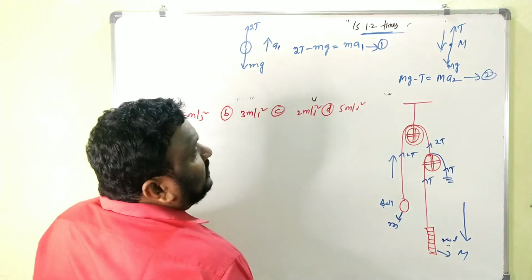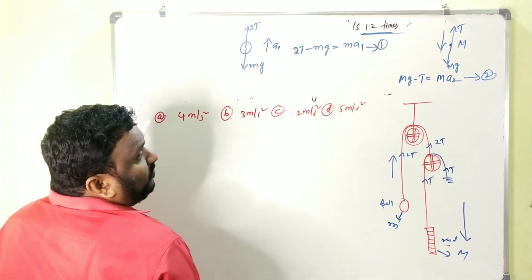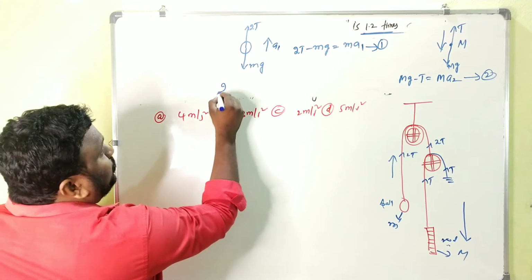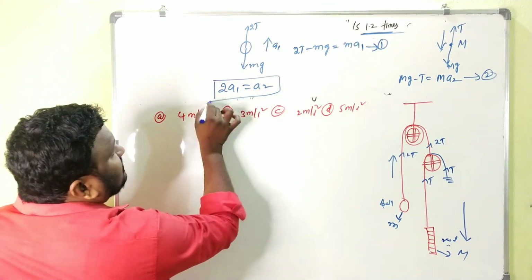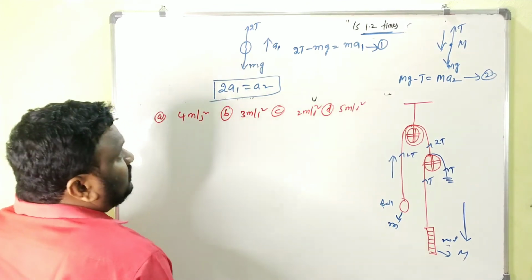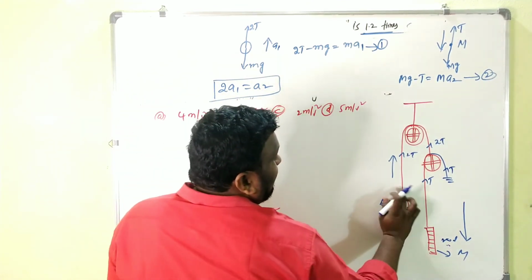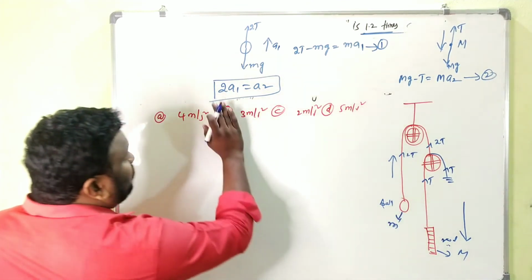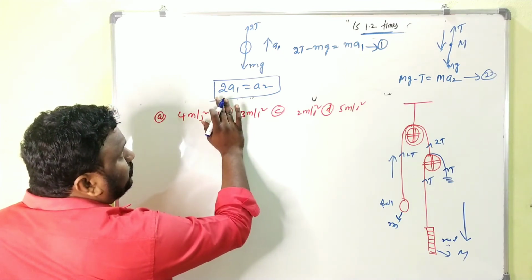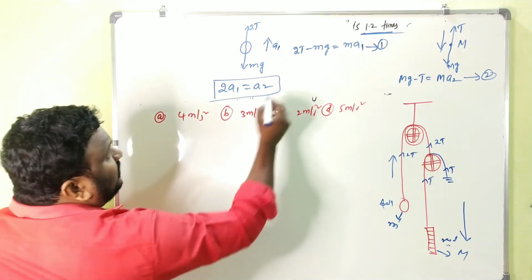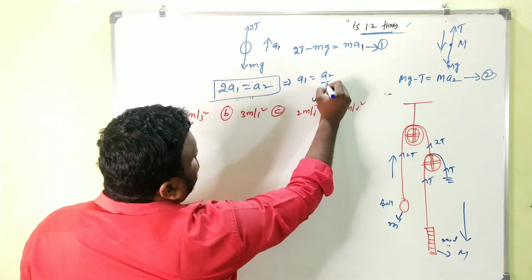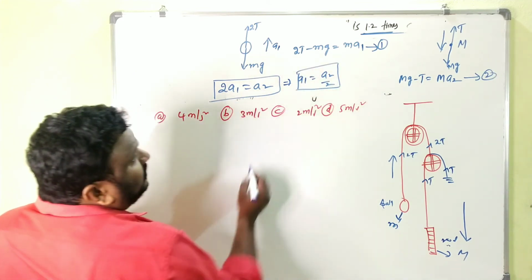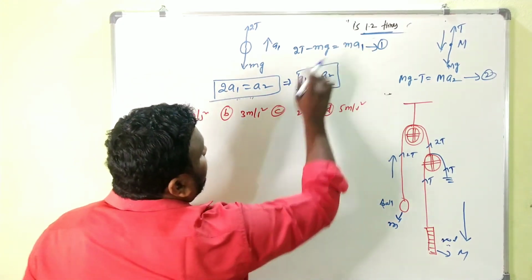Now we want to find out the A2 value. Here the condition is 2A1 is equal to A2, because there is no change in the length of the ropes. That's why what you have to take? 2A1 is equal to A2. Then from that, A1 is equal to what you have to write? A2 by 2. Now substitute this A1 value in equation number 1.